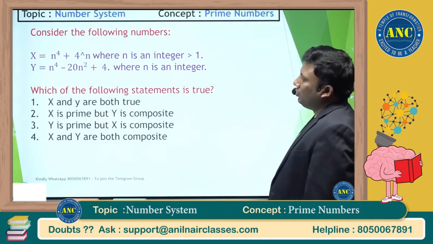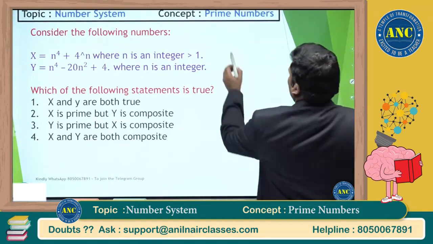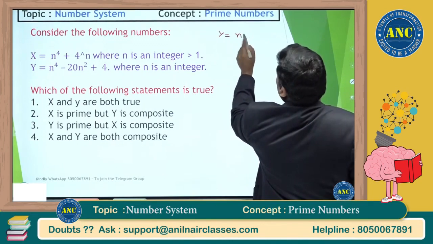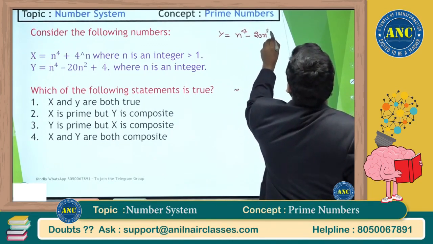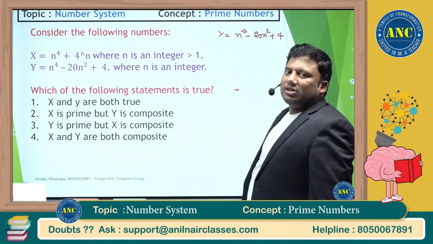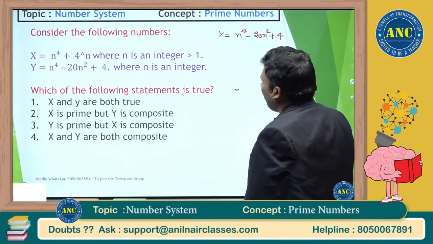X is n power 4 plus 4 power n. Y, first let me do Y. What is the value? Y is n power 4 minus 20n square plus 4.